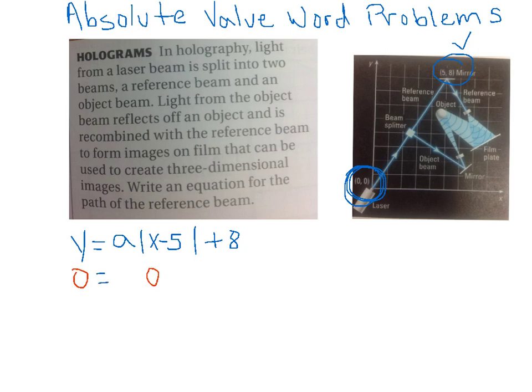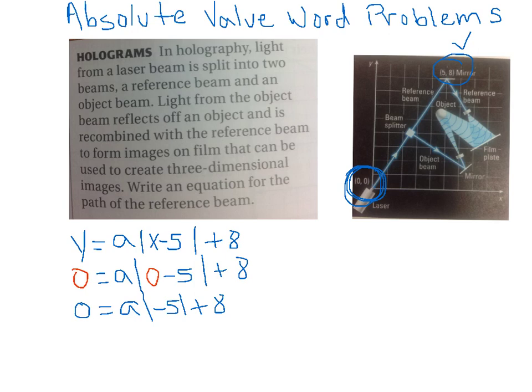So we'll have 0 equals a times the absolute value of 0 minus 5, plus 8. All I did was plug in 0, 0 for my x, y point. Now we just need to solve for a. So 0 equals a. 0 minus 5 is negative 5. So absolute value of negative 5, plus 8. The absolute value of negative 5 is positive 5.